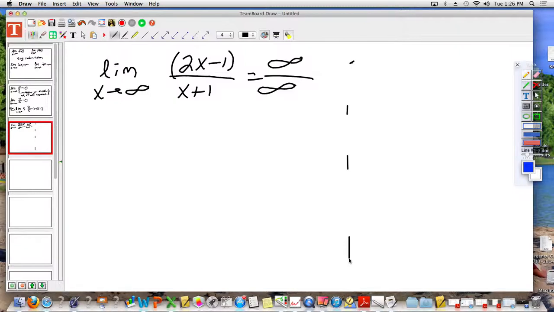What's happening? It's getting closer to what? 2. It's getting closer to 2, isn't it? Getting closer and closer and closer to 2. All right, so we know that the answer should be 2.